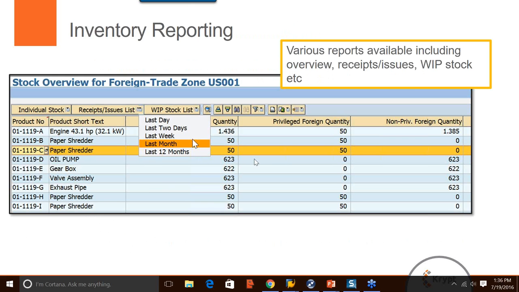So here are some of the inventory reports that are available. This is a stock overview report. By product, it shows you the quantity that's in the FTZ, and the inventory status, whether it's privileged or non-privileged, and it gives you the quantity of those. So again, this meets the customs record-keeping requirements of segregating or being able to report your inventory by different inventory status. From here, you can drill into the specific transactions that support this inventory quantity.